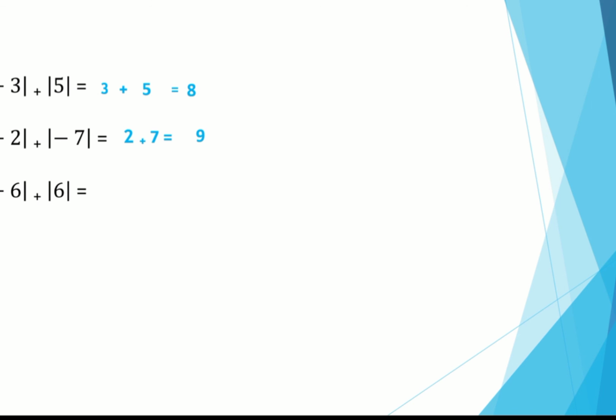The absolute value of negative 6 will be 6, plus the absolute value of 6, which will be 6. 6 plus 6 equals 12. The absolute value of negative 3 equals 3, multiplied by the absolute value of negative 2, which equals 2. The sign of absolute value converts any negative number to positive. So 3 multiplied by 2 equals 6. Thank you, Grade 6.